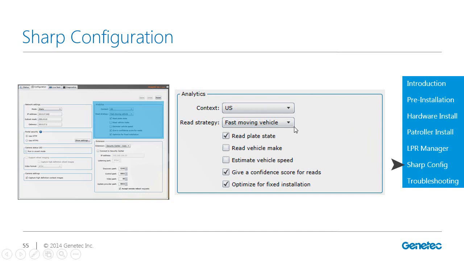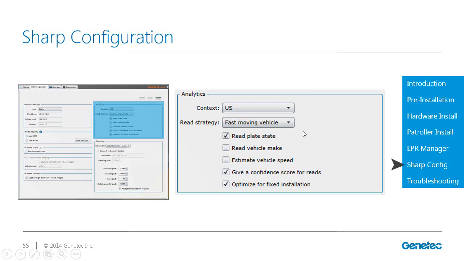Below that here we have our read strategy, and we choose whether we want to look for basically fast moving vehicles or slow moving vehicles. So what we're expecting to see from the speed of the plates going by is what we're selecting here. Now this really depends on the type of vehicle the camera is mounted on, but a good strategy would be to set it to fast moving to test it, and you can change it to slow moving if you're seeing too many misread plates or duplicate plates coming in.